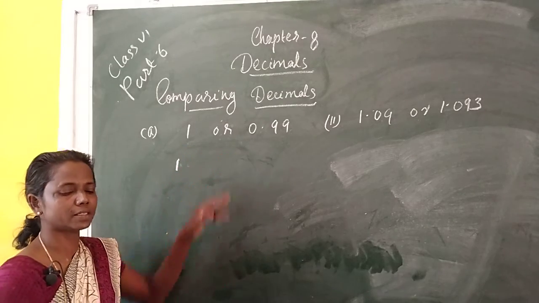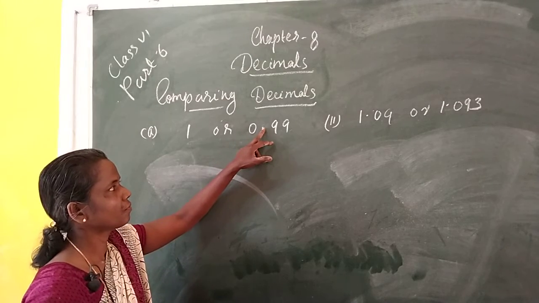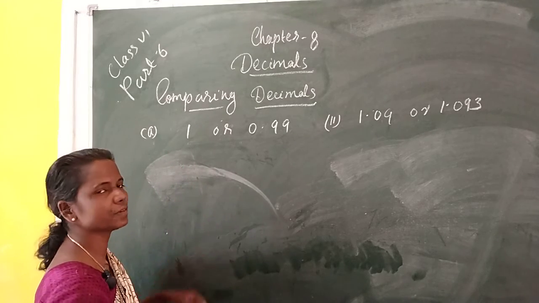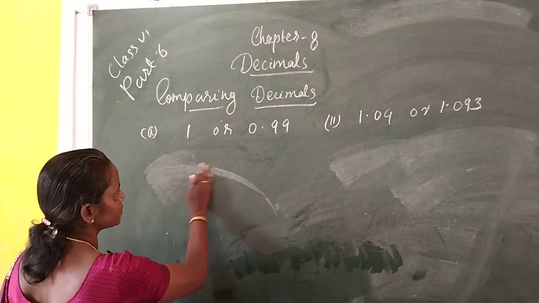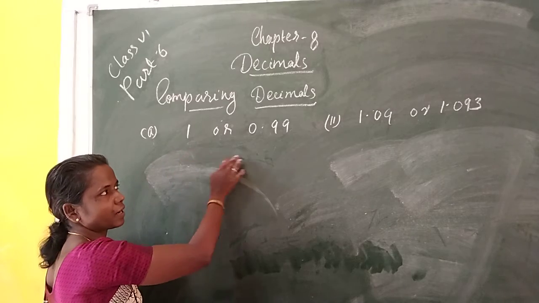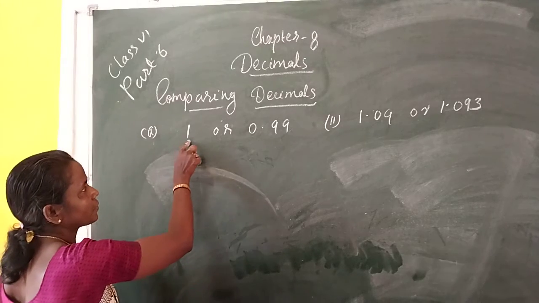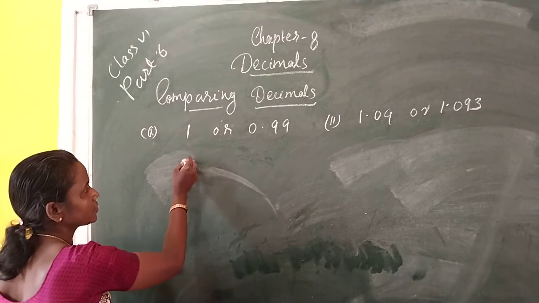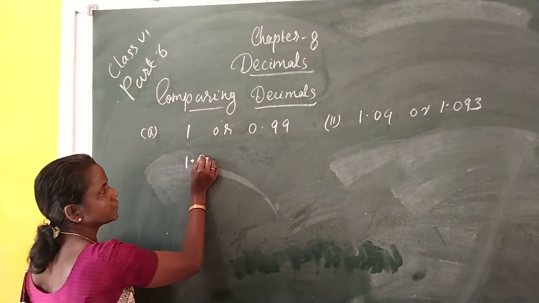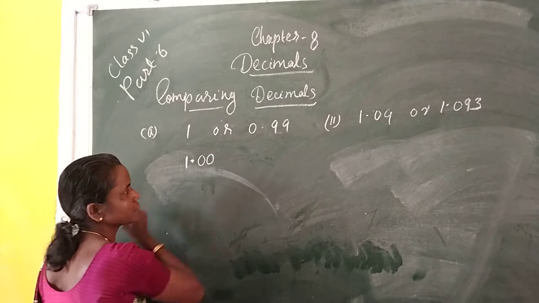Here 2 decimal numbers are given. Look, 1.0 and 0.99. Which one is greater? Which one is biggest here? First, look, are these 2 decimal numbers like or unlike decimals? These are unlike decimals. So we can write 1.0 with 2 decimal places, so we write 1.00.